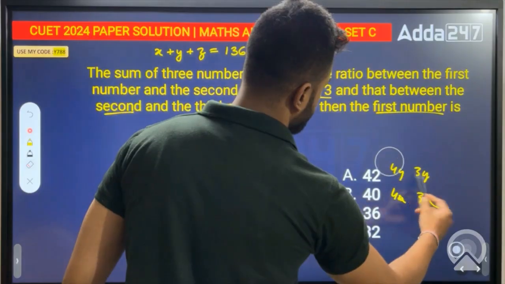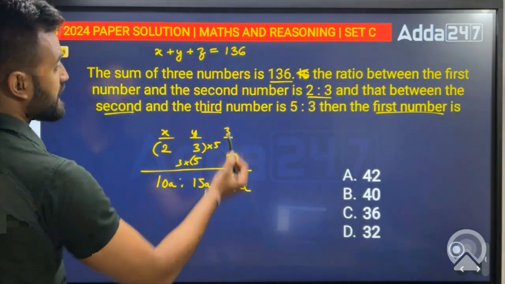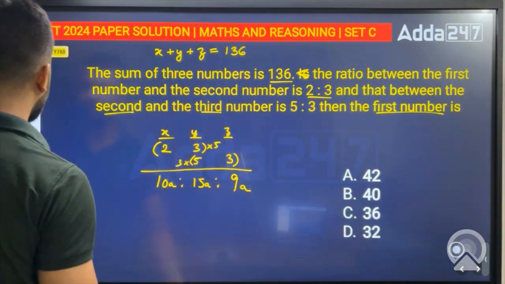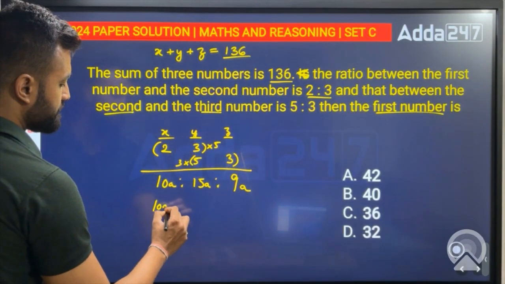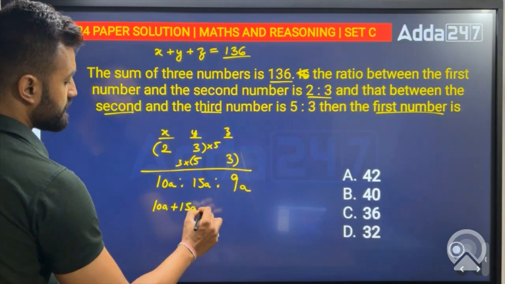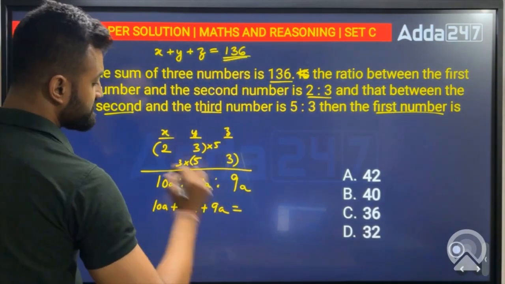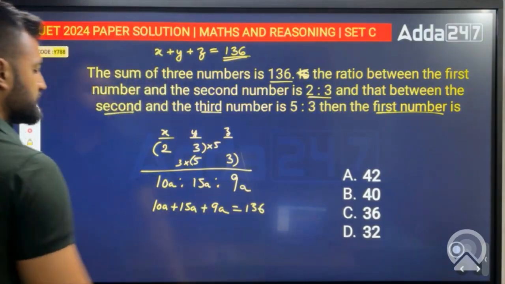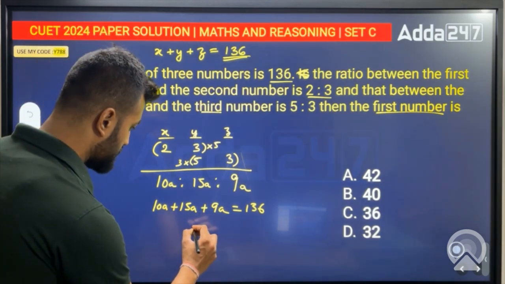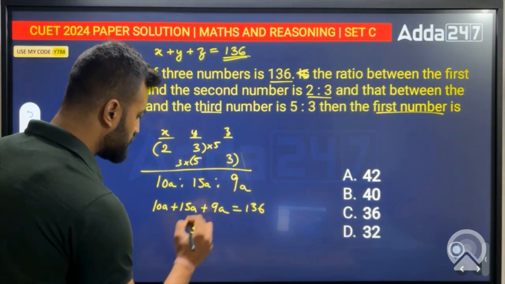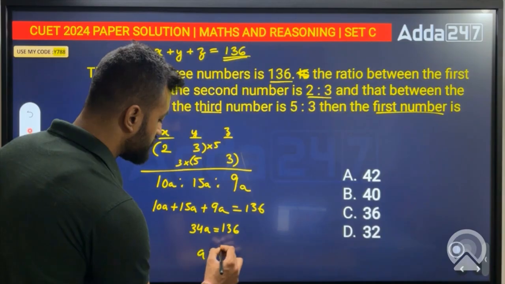Done. Now, based on the question, what is given? It is given that when I add them up, I should get 136. So let's add them up. That means 10a plus 15a plus 9a should give the answer 136. Add them up: 10, 15 is 25, 25 and 9 is 34. So 34a is equal to 136. Therefore, a will be what?